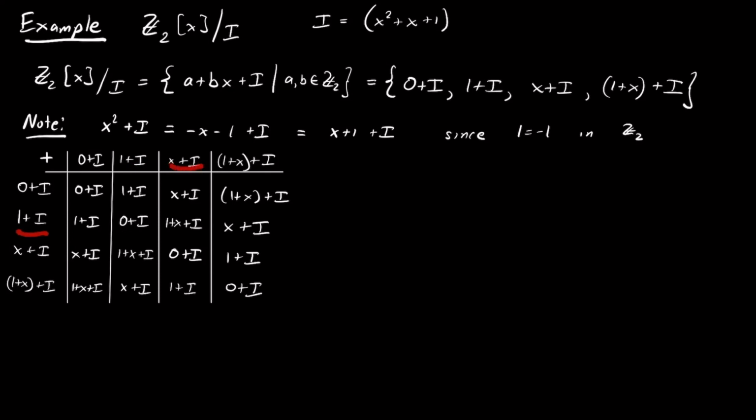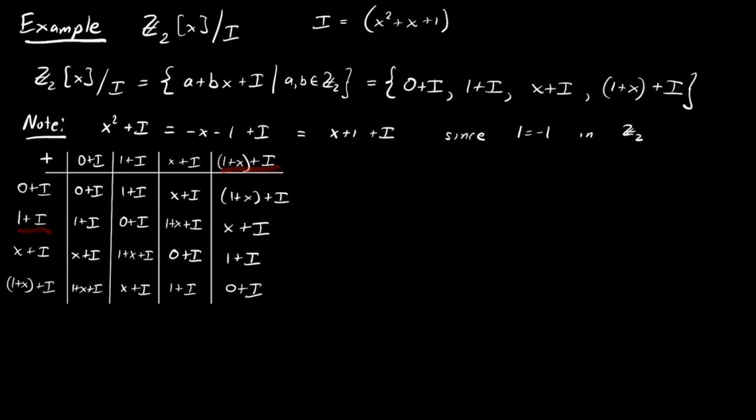1 plus I plus x plus I is 1 plus x plus I. And 1 plus I plus 1 plus x plus I, that's going to be 2 plus x plus I, but 2 is equal to 0, so I end up with x plus I. And then I can continue similarly, right? x plus I plus 0 plus I is x plus I. x plus I plus 1 plus I is 1 plus x plus I. x plus I plus x plus I, that's 2x plus I, but 2 is equal to 0 in Z mod 2. So x plus I plus x plus I is 0 plus I. And then finally, x plus I plus 1 plus x plus I, that's 1 plus 2x plus I, but 2 is equal to 0. So that becomes 1 plus I. And then I can fill in the bottom row similarly. Okay, so that's the addition table.